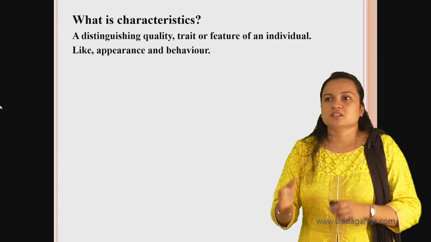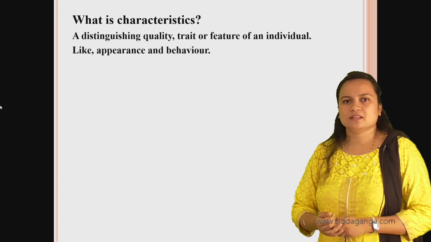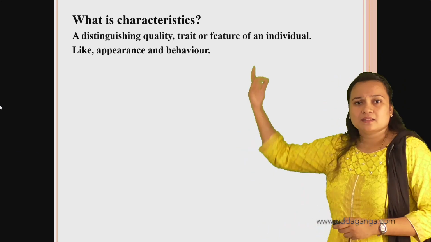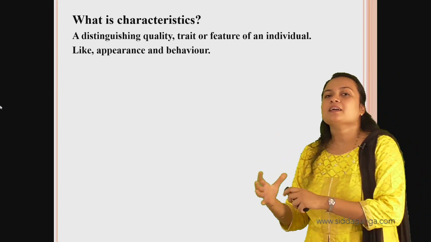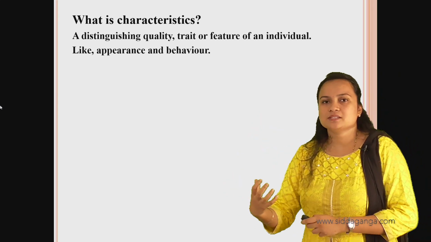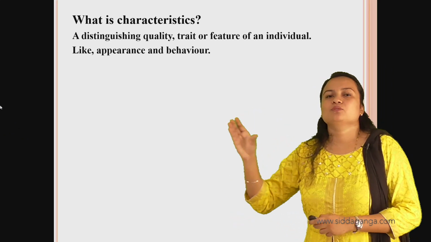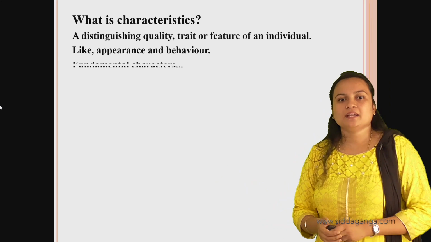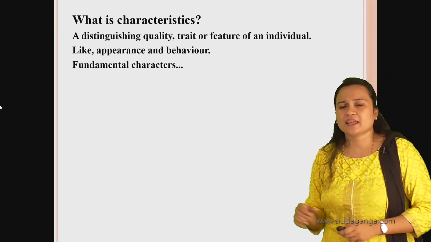For classification, there must be a way to group the organisms. So what is that way? That way is the characteristics. Through noticing or identifying the characters, we can group the organisms, right? Then can we identify all the characters?